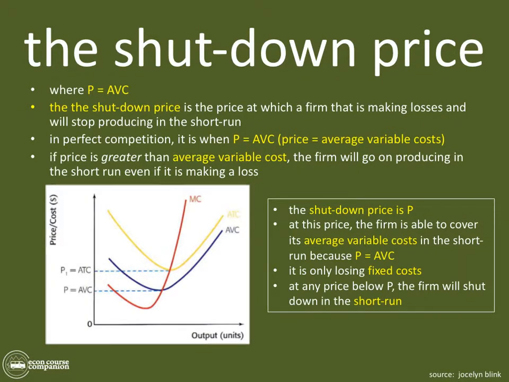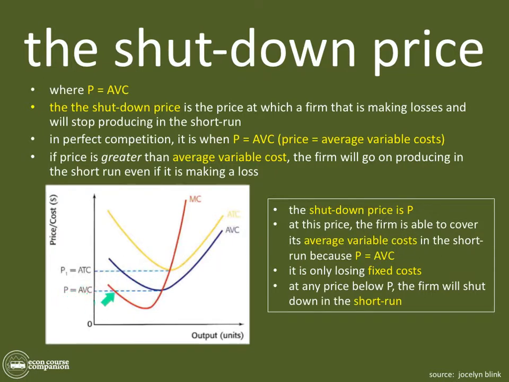So the way that would look on a curve is pretty straightforward, right? What we've got to do now is take a look at the different curves, right? The shutdown price is where P equals AVC. So what are our revenue curves? Our curves are the marginal cost curve, the average variable cost curve, and the average total cost curve. Okay? So these three curves are the cost curves that we carry forward from our unit on costs, right? So the shutdown price is, in this scenario, P.